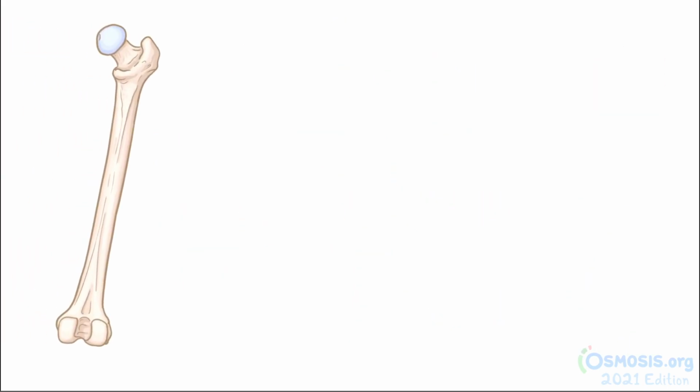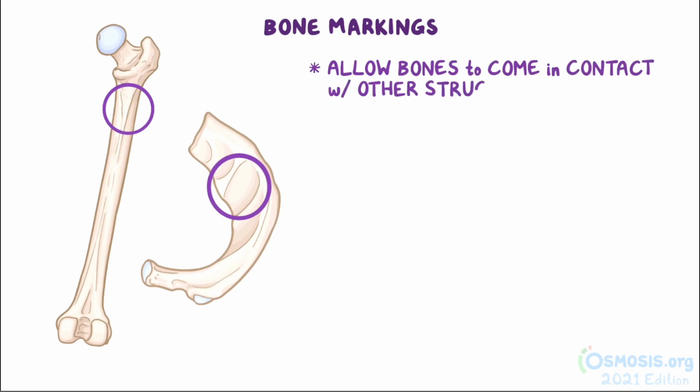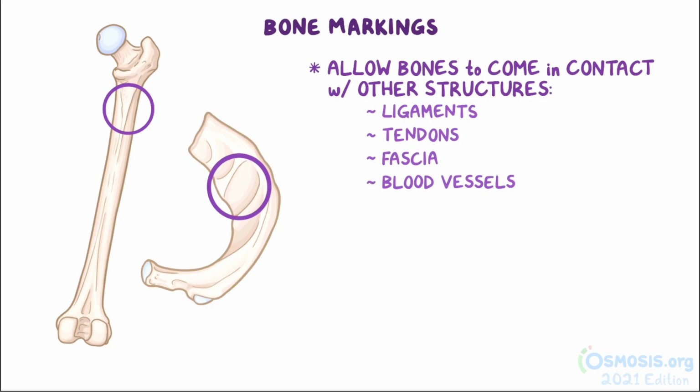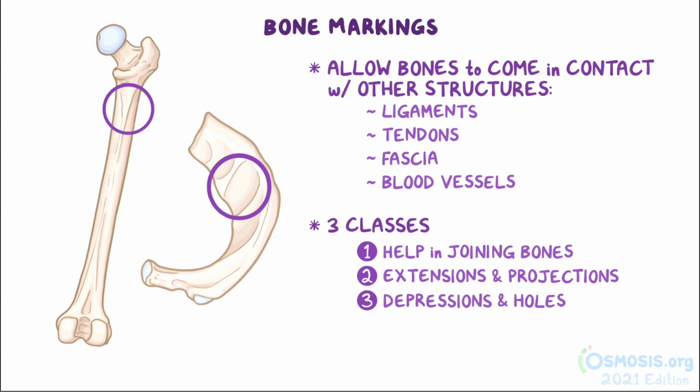Okay, now the surface of many bones is rather rough, with many bumps and depressions called bone markings. These bone markings allow bones to come in contact with other structures, like ligaments, tendons, fascia, and blood vessels. Now, there are three classes of bone markings. First, there are those that help in joining bones. Second, there are extensions and projections. And third, depressions and holes.